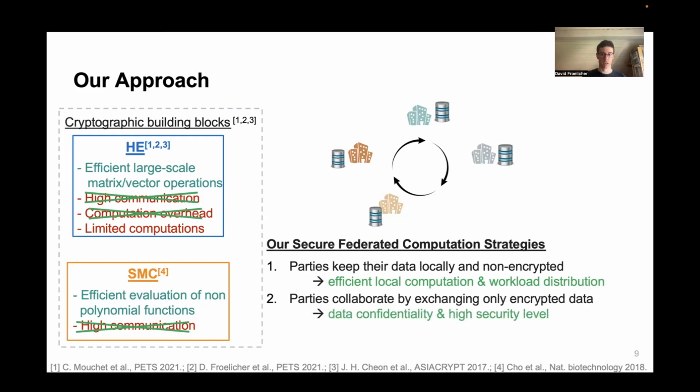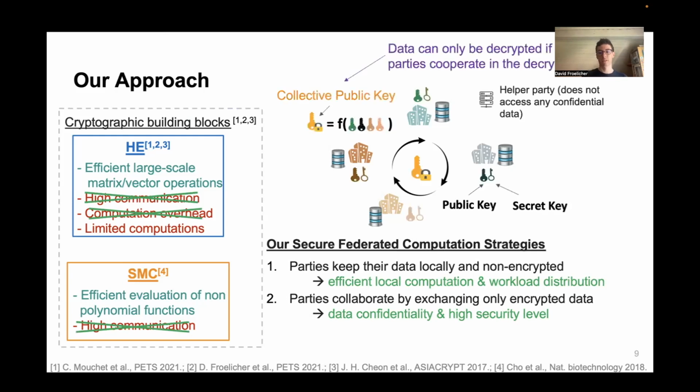Then the parties will collaborate by exchanging only encrypted data. This ensures data confidentiality, and in this case, a very high security level, as the parties will rely on a collective public key in order to encrypt the exchanged information. So here, a collective key is created by the parties combining their public keys into this collective key, such that each piece of information is encrypted with this key, and each piece of information exchanged among the parties can only be decrypted if all the parties participate in decryption.